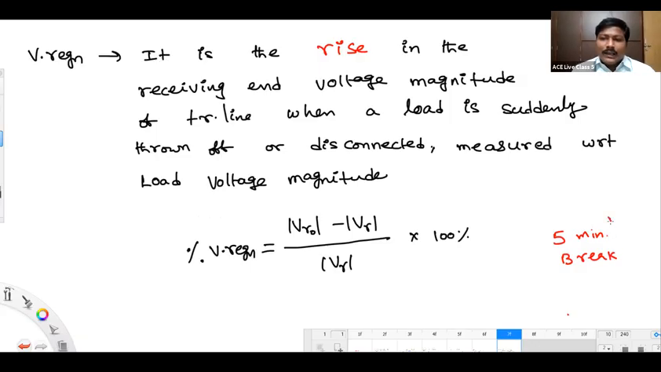Loss name is loss due to leakage current and loss due to corona. All these things will come.